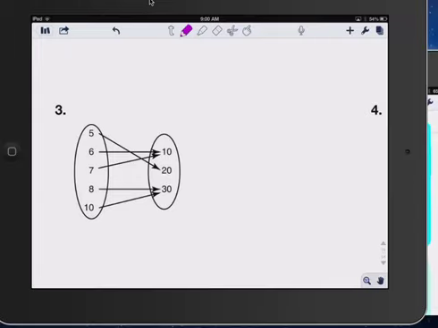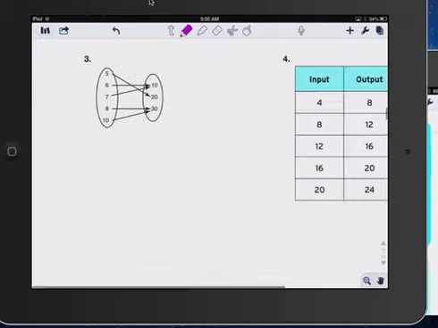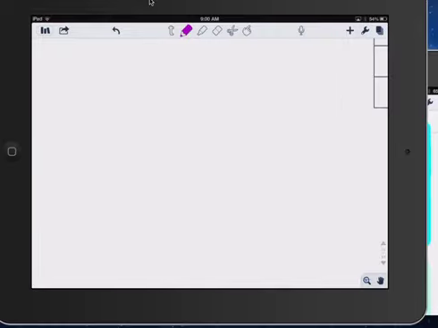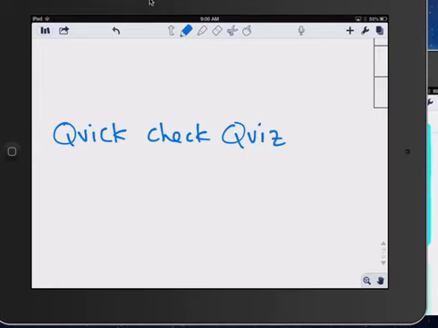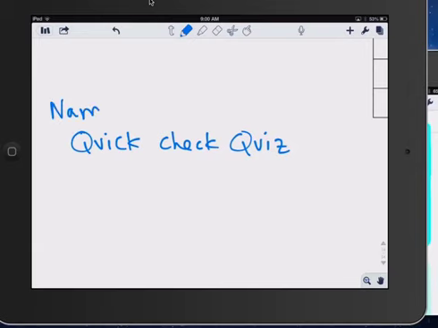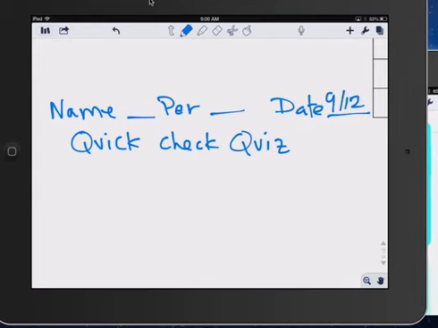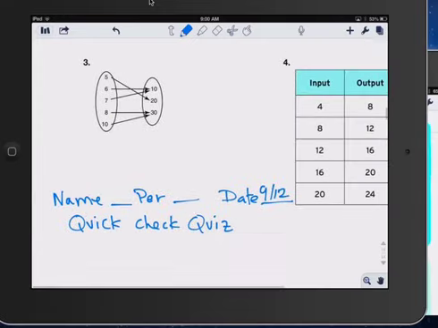Okay. Now on number 3. Now your quick check. You have your name on it? Quick check. Quiz. Yes. Sure, you write your name. Put your name, period, and today's date, which is 9/12. I want you to create a mapping. What are these called? A mapping.